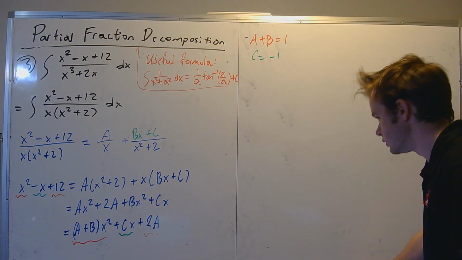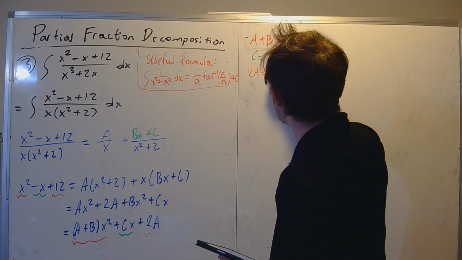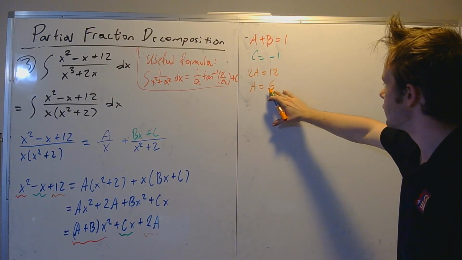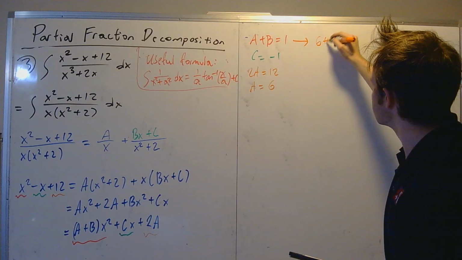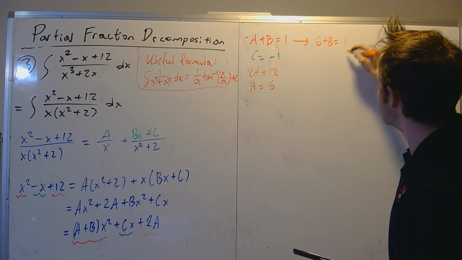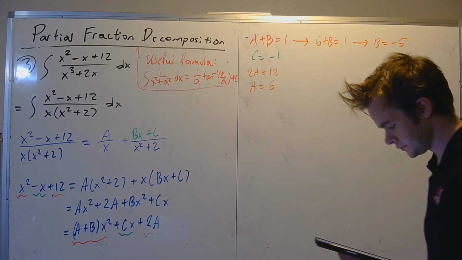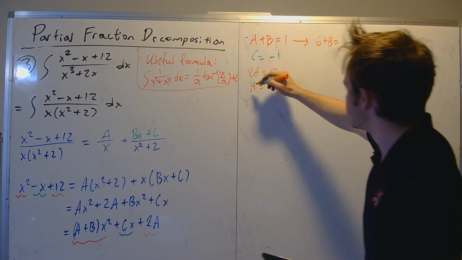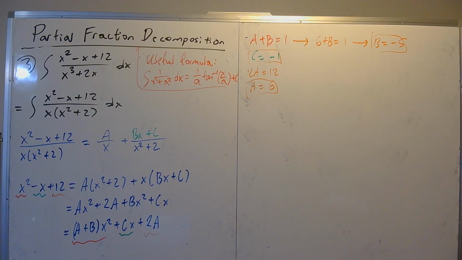And the one in orange tells us that 2a is 12, which means that a is equal to 6. All right, so if we plug in a equals 6 up here, then we're going to get that 6 plus b equals 1. So then we get that b is negative 5. Okay, so we found all three of our constants. This is b, this is c, and this is a. Right, so we found all of our constants.